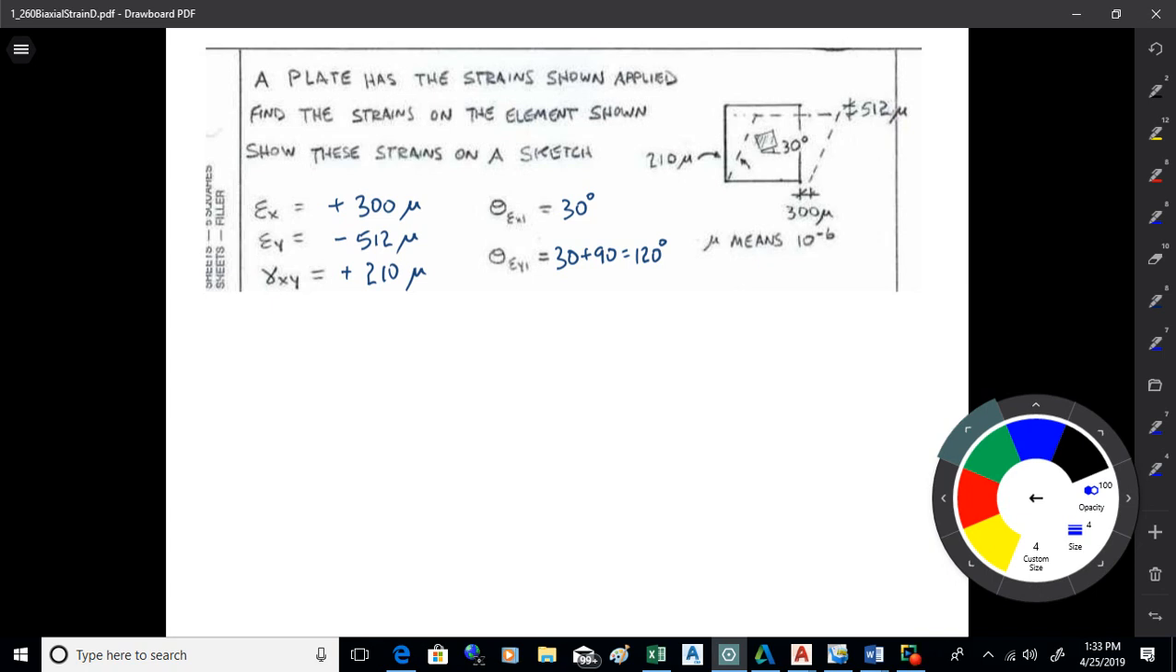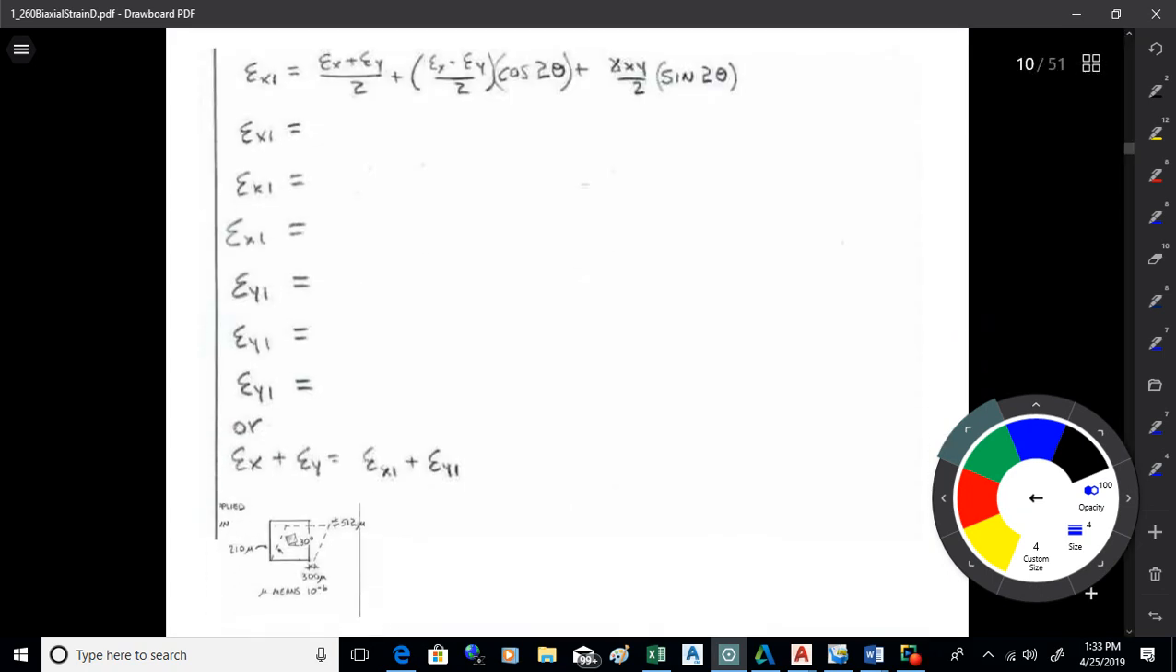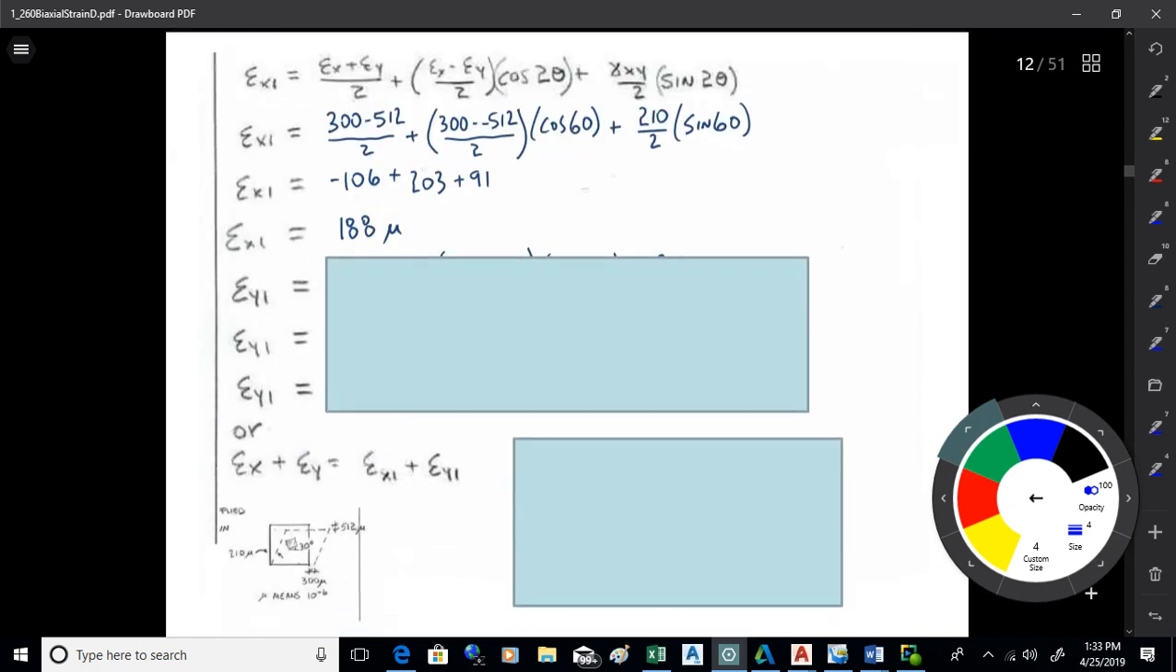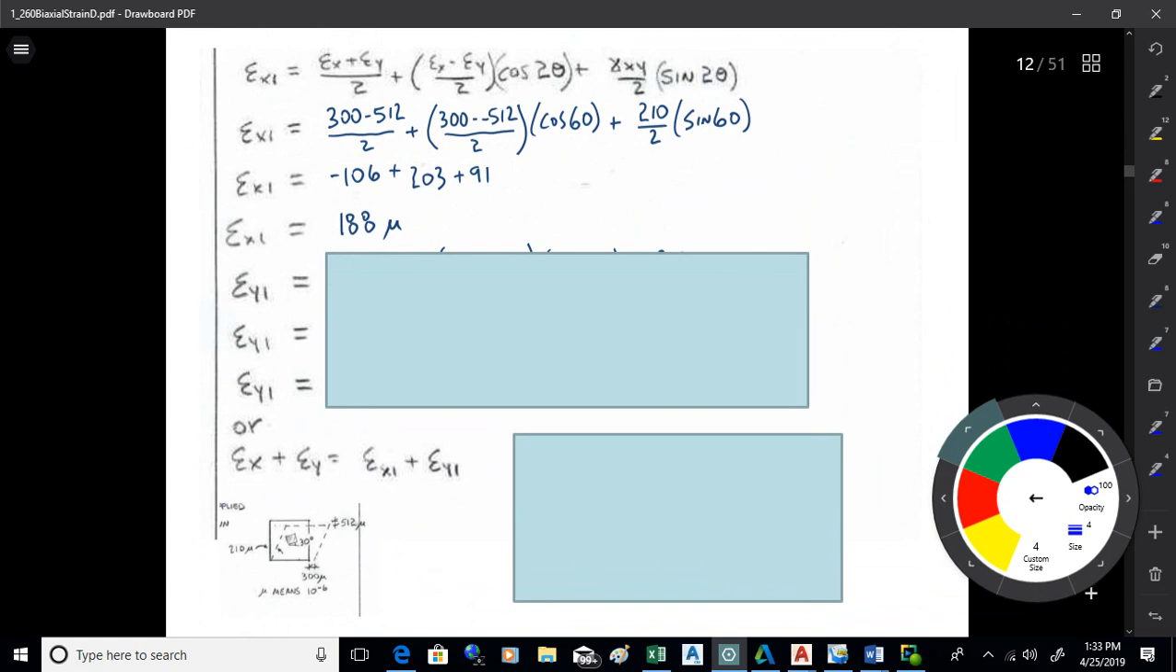All right, so once we've got those, we just plug them in. And, you know, it's just a matter of plugging into equations is all it is. So we got that basic equation. We got epsilon x, epsilon y, gamma xy, and we got theta too. We'll do it once for 30 degrees, another time for 120 degrees. And we just plug into that and just walk through it. I mean, it's about all there is to it. Okay.